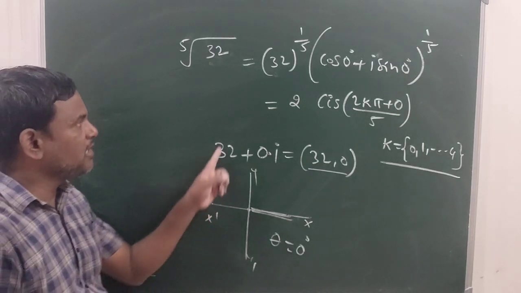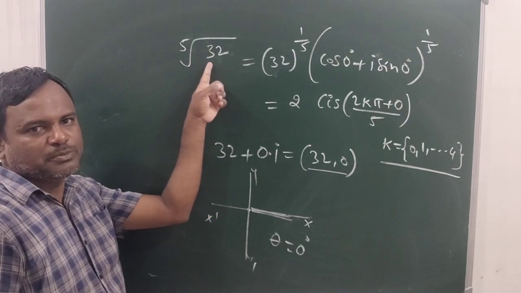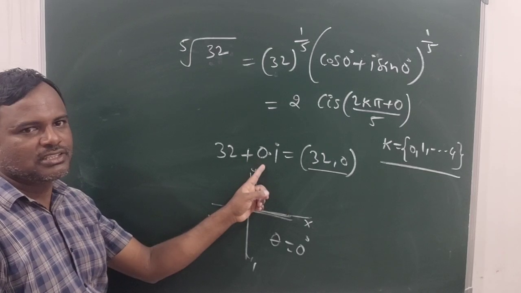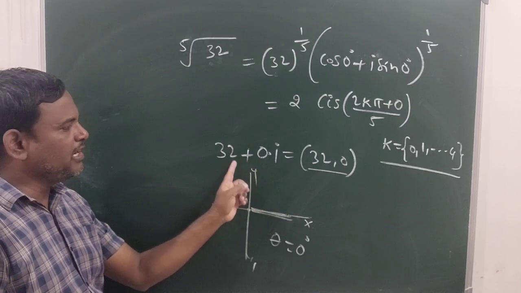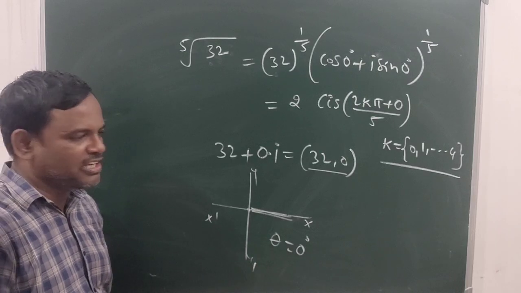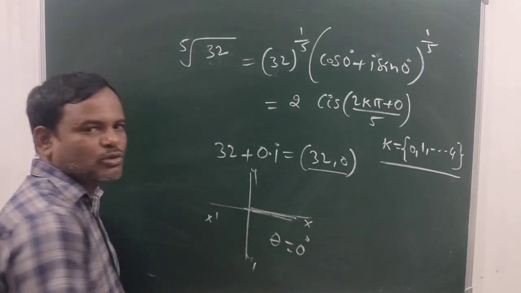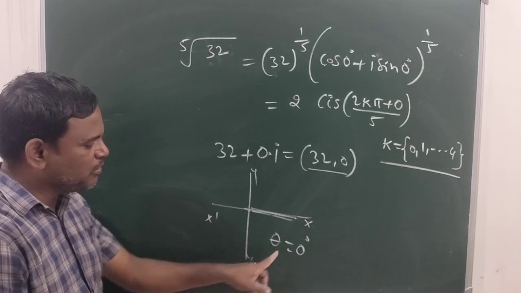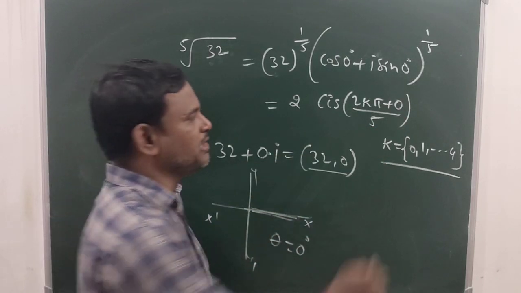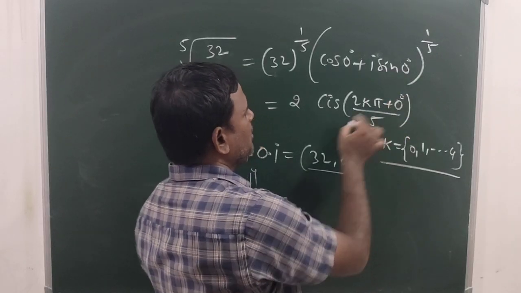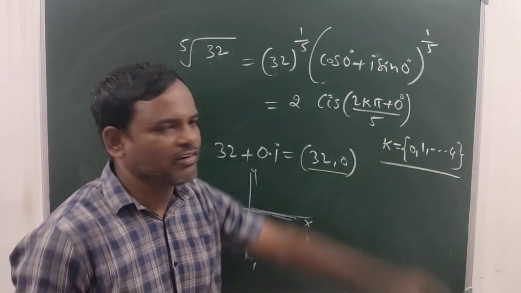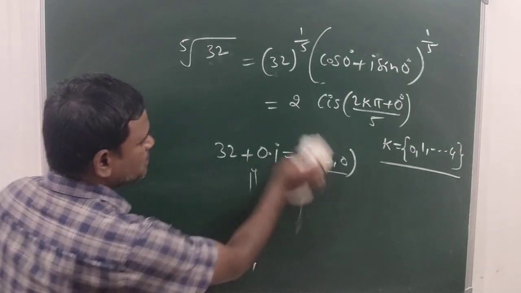Okay students, here there is no complex part in the given number. So in such a case you would have to write like this. Where does it belong? On the positive portion of the x-axis. So in such a case theta will be 0 because there is no angle. Hence I took theta as 0 and substituted 0 degrees in the place of theta. Now k will take the values from 0 to 4.